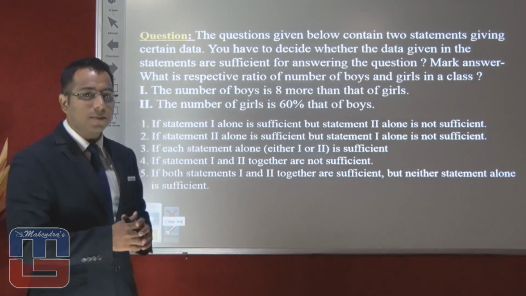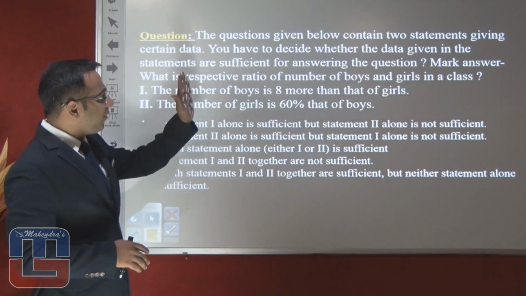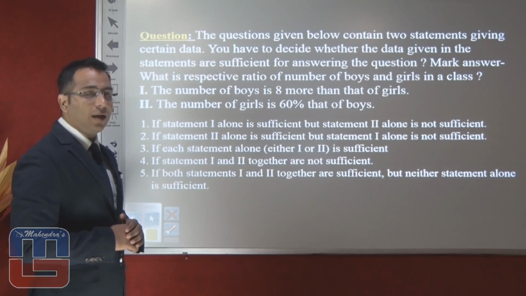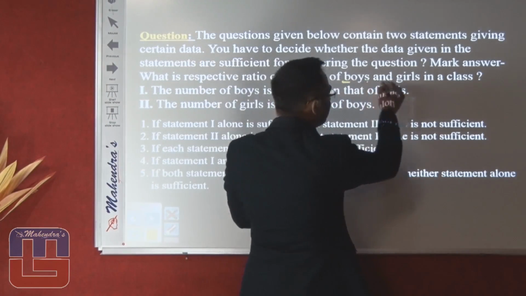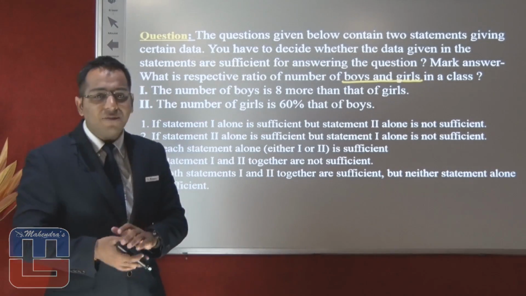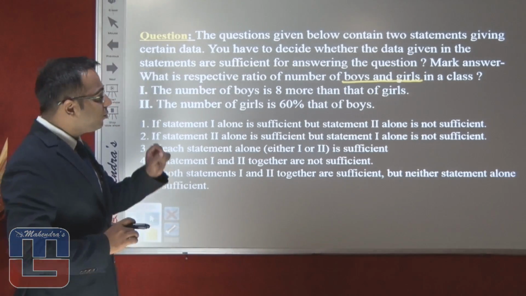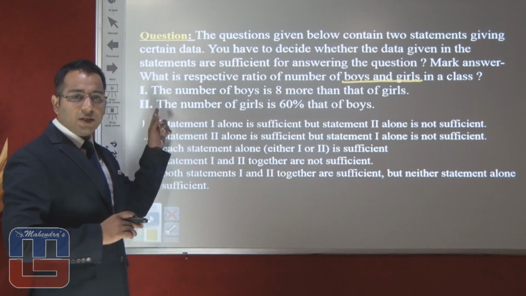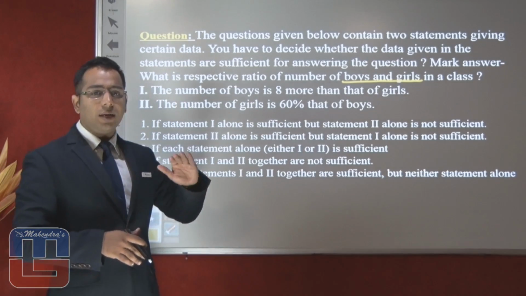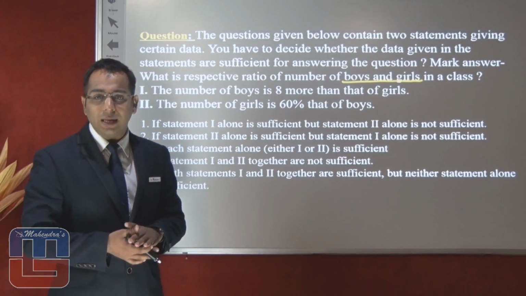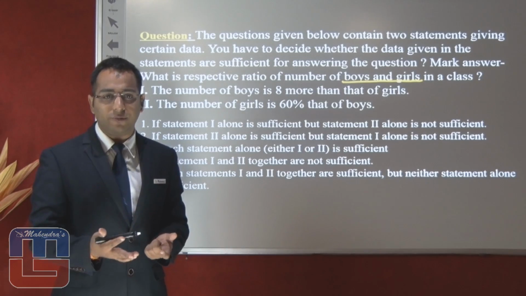The next question is, here we are given the respective ratio of the number of boys and girls in the class. What do we have to find out? We have to find out the ratio between boys and girls. When we have to find the ratio between boys and girls, what do we have to do? We will check the statements. First statement says the number of boys is 8 more than that of girls. Now we know that boys are 8 more than the girls, but we don't know the total or the number of boys. We cannot answer from there.